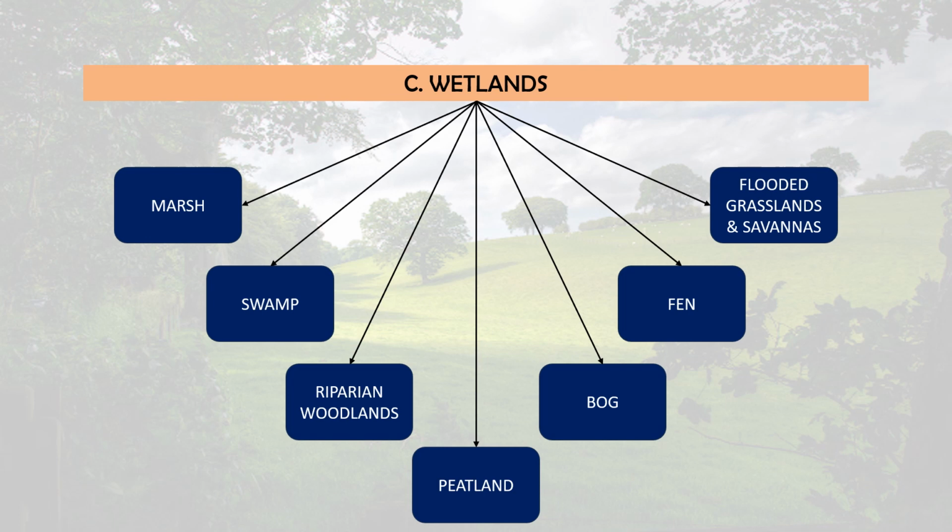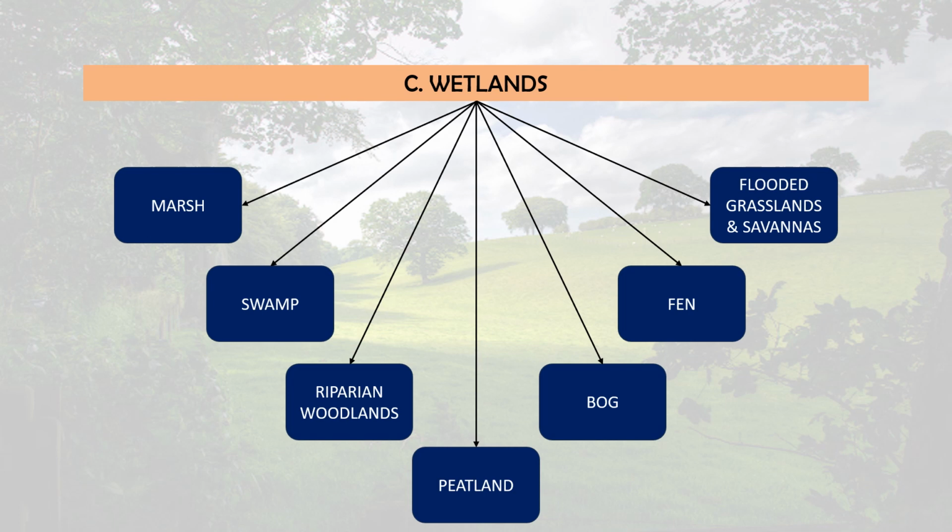Now, there are several types of wetlands that are recognized, like marsh. They are the wetlands with non-woody, emergent herbaceous vegetation like grasses. And next one is swamp. These are the wetlands with emergent woody vegetation like trees. Riparian woodlands. These are wetland woods along the river, maybe seasonally they are found.